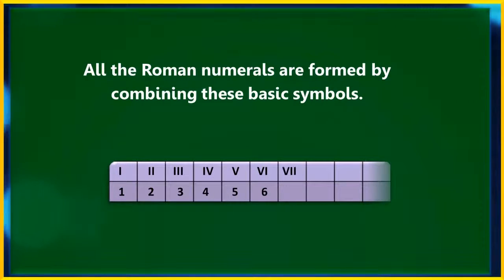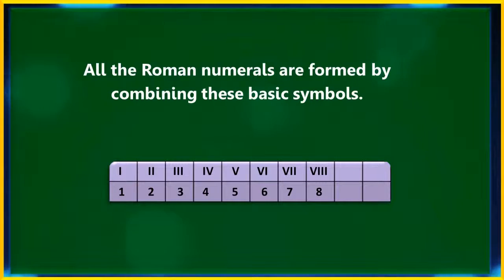Roman numeral VII represents 7 in Hindu-Arabic numeration. Roman numeral VIII represents 8 in Hindu-Arabic numeration. Roman numeral IX represents 9 in Hindu-Arabic numeration. Roman numeral X represents 10 in Hindu-Arabic numeration.